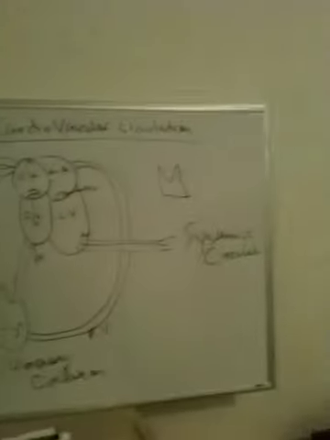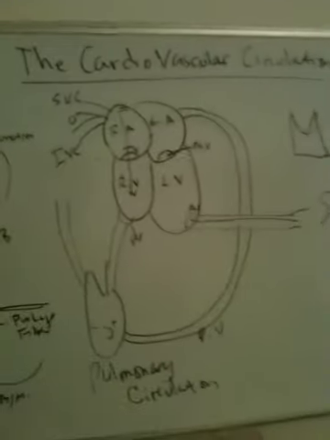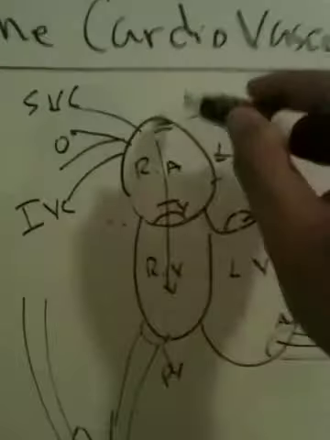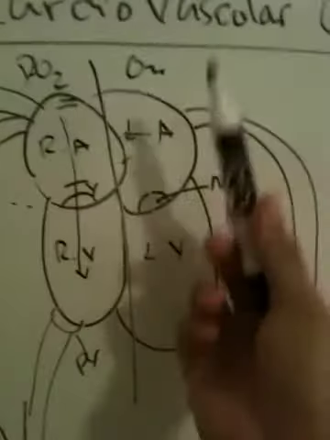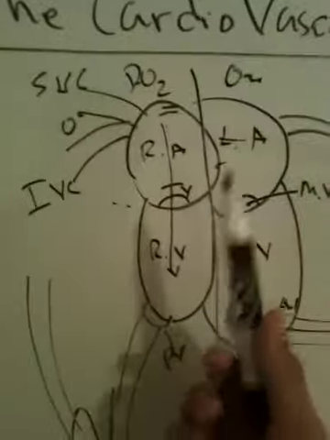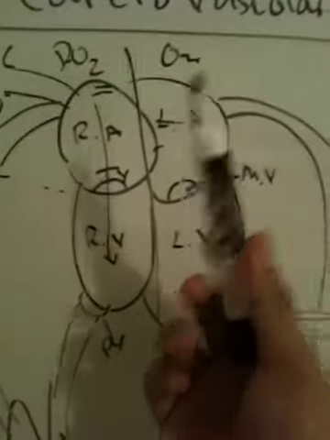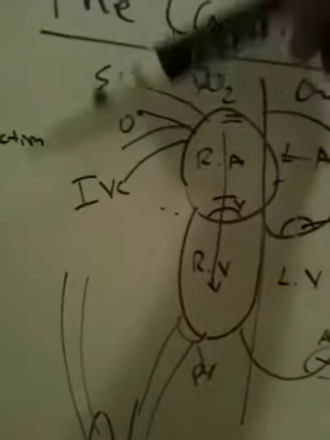Okay, so basically here we have, in a nutshell, the concepts of cardiovascular circulation. The right side of your heart is dealing with deoxygenated blood, and the left side of the heart is dealing with oxygenated blood. Blood coming down from the right atrium to the right ventricle, down to the lungs to be oxygenated, and back to the left atrium.